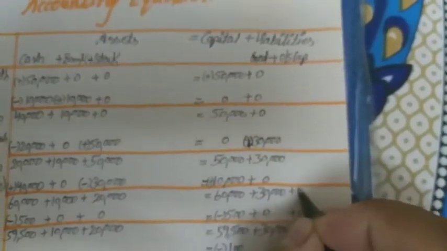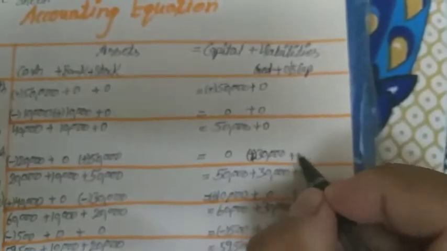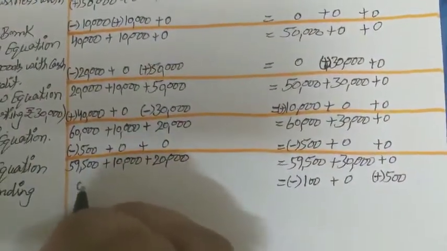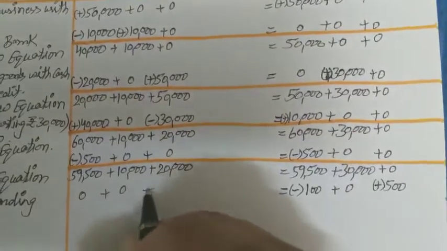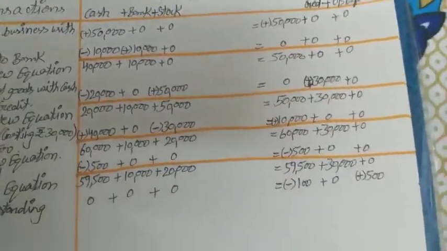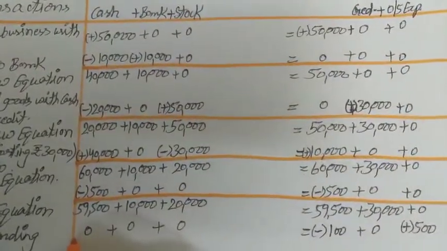On the above transaction, outstanding was equal to 0. So we have to make them 0 on the above transactions. No effect with the creditors, it will be 0. Next, no effect with the cash, no effect with the bank, no effect with the stock. So all will be equal to 0. So now we have to prepare a new equation.